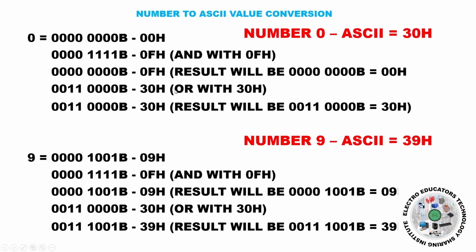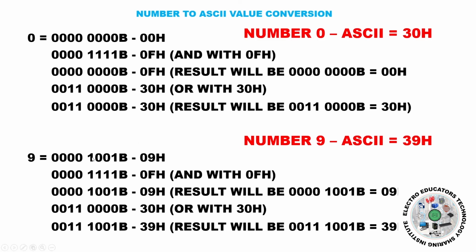Now we'll perform the OR operation with the result using 30H. Here we can find the result if we perform the OR operation with 30H. So we'll have the result 30H, that is the equivalent ASCII hex value for 0.